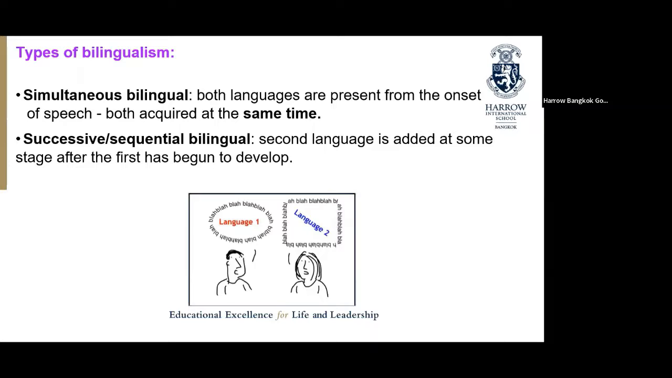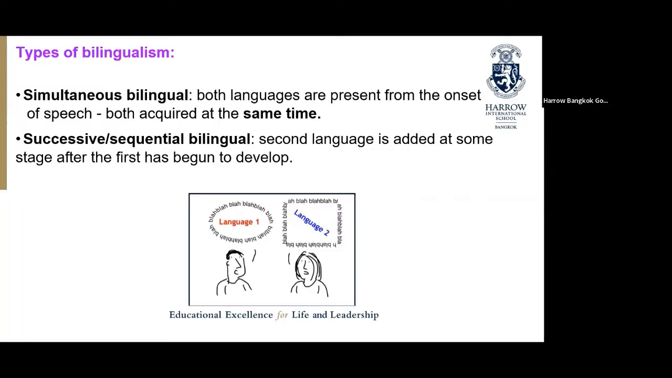So they start speaking both languages simultaneously, and they are acquiring and being exposed to both languages throughout their language development. So they continue to develop both languages simultaneously. We also talk about successive or sequential bilingualism. So successive or sequential bilingualism would be when a child starts to speak, acquire their language and just a single language.